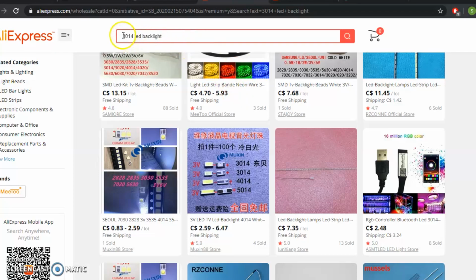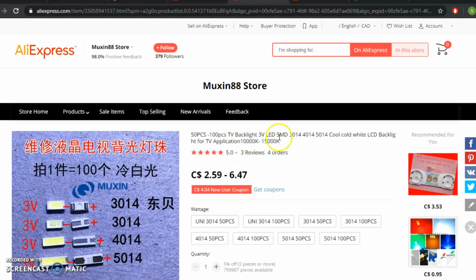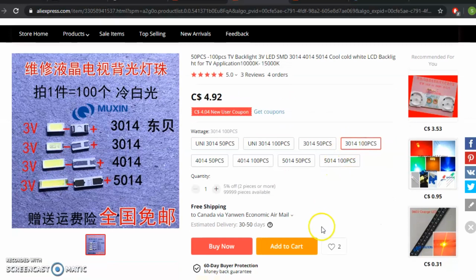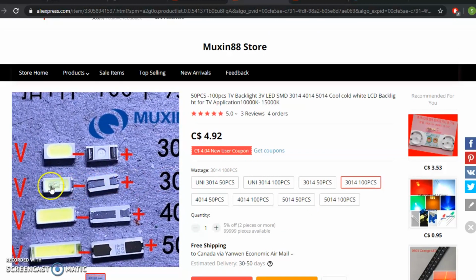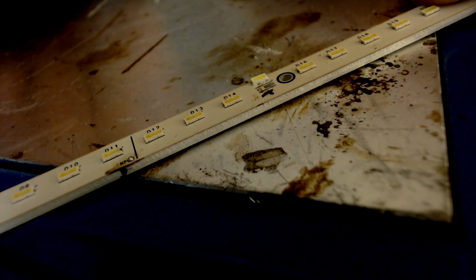So from AliExpress, we look for a 3014 package backlight LED. Just choose some random one here. We look for the highest color temperature, if possible. I bought 6000K, but it could be higher too. And it takes forever to get them here from China, of course, but it's very cheap. This is the package we need, 3014.